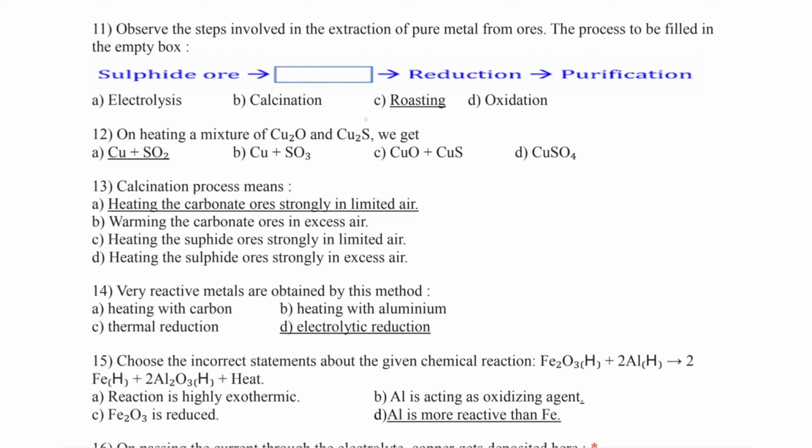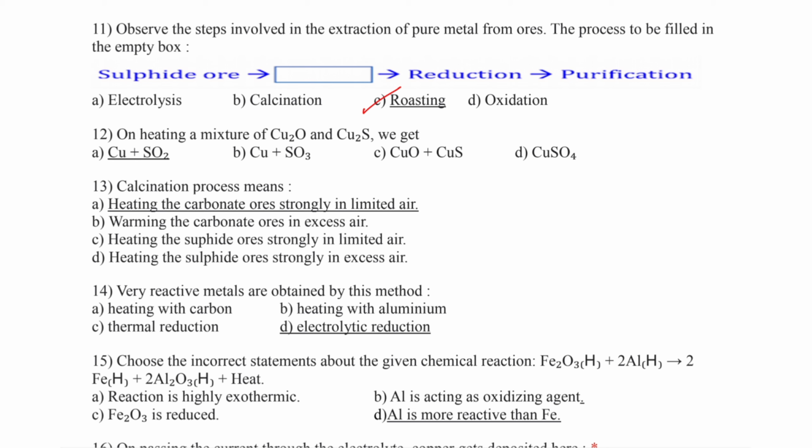Question number 11. Observe the steps involved in the extraction of pure metal from ores, the process to be filled in the empty boxes. From sulfide ore, we will do a certain process and then we reduce it and then we give it for purification. Option A, electrolysis, B, calcination, C, roasting and D, oxidation. Here the right answer is option C.